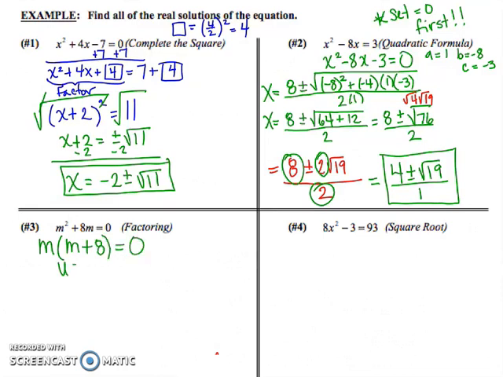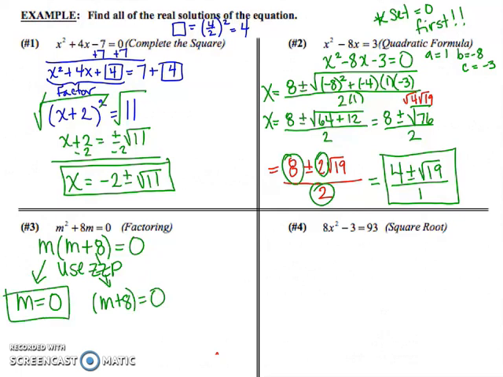Now we're going to use the zero product property to solve. So we just say, well, we have two possible answers. We have m equals 0, or we have m plus 8 equals 0. So one answer is m equals 0. Here, if I subtract 8, my other answer is m could equal -8. Two solutions on that one.